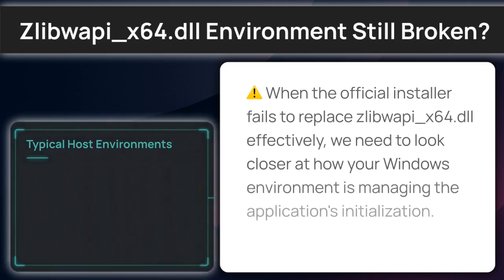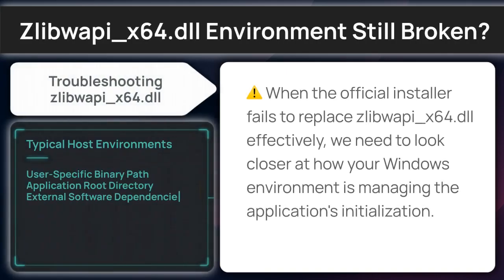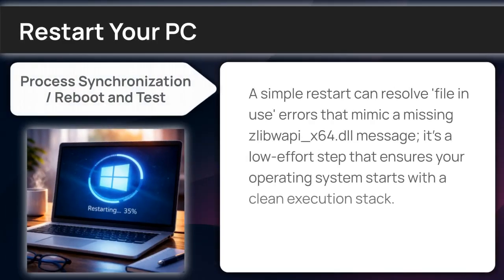If the error persists despite the new library files, we must verify if a simple synchronization conflict is preventing the file from loading. If your system has been running for an extended period, a reboot might be necessary to resync your background processes and clear any temporary locks on the Zlib Windows API 64 file.